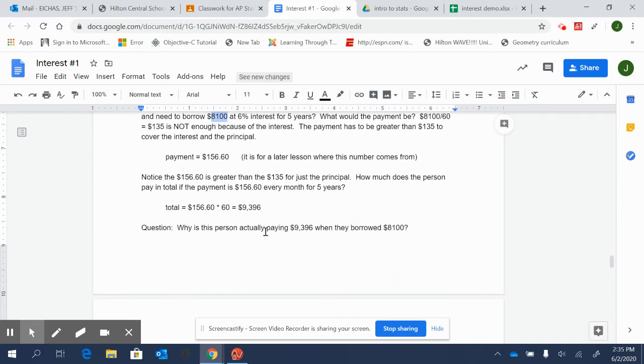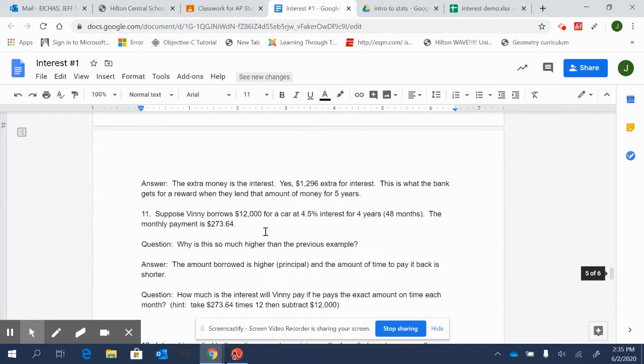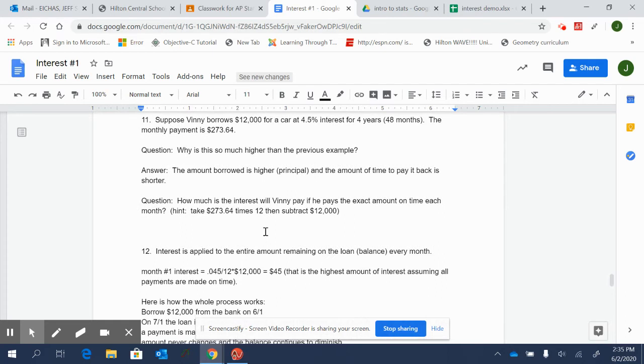So when you realize that, it's a little bit of a shock. Okay, so wait a minute, I got to pay more because I don't have the money to pay for it all up front. And the answer is yes. So you have a choice. You either save up and never borrow money, or just understand that that's part of the cost of borrowing money. Okay, so you can read through that, same thing. Okay, basically, here's what we're looking at 11 is why is this so much higher than the previous example?